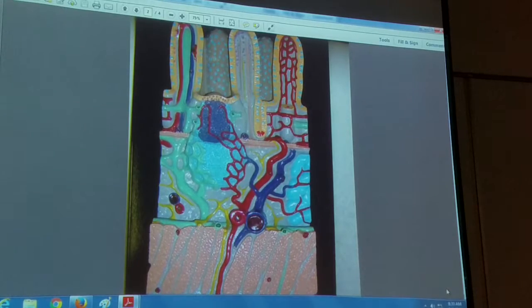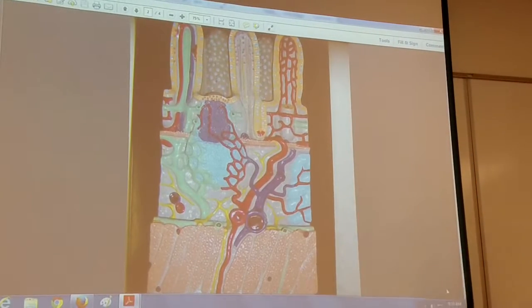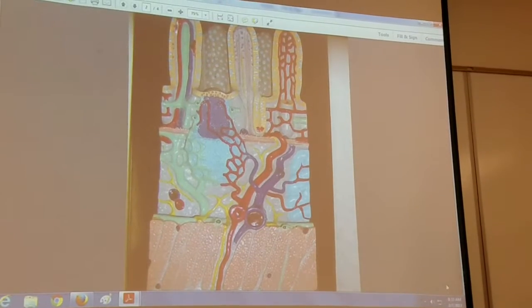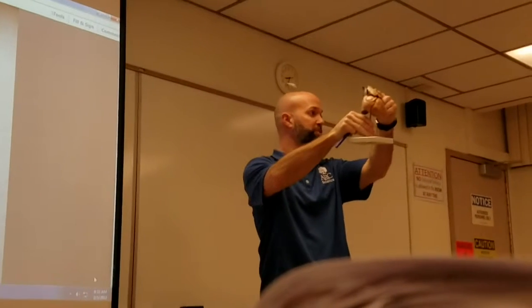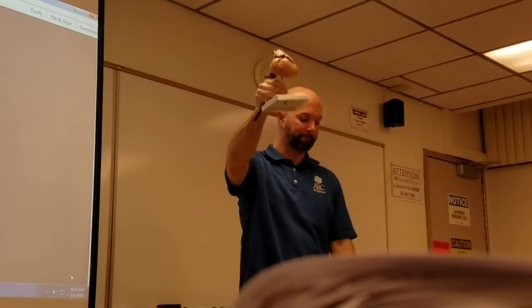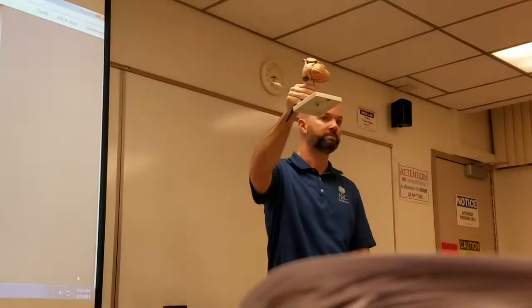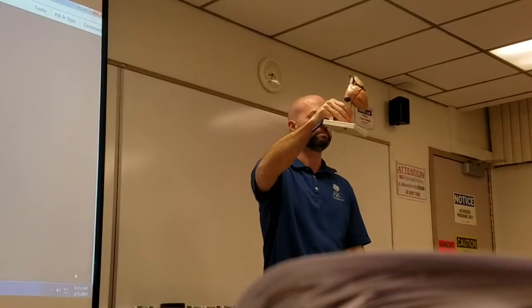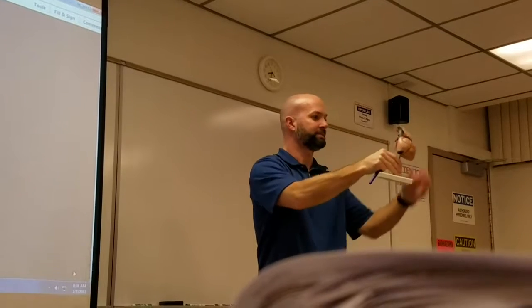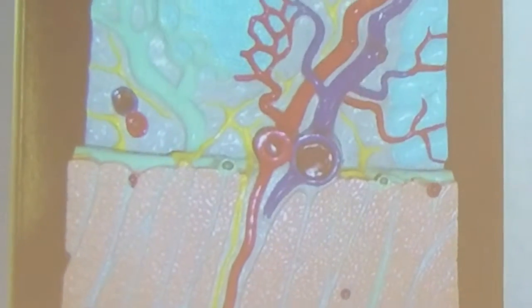And the only other thing would be this model, which we would use for both endocrine and lymphatic, as this structure is part of both. What is it? This part? Thymus. The only model we have of the thymus. So it's a lymphatic organ, but it's also part of the endocrine system because it secretes hormones.